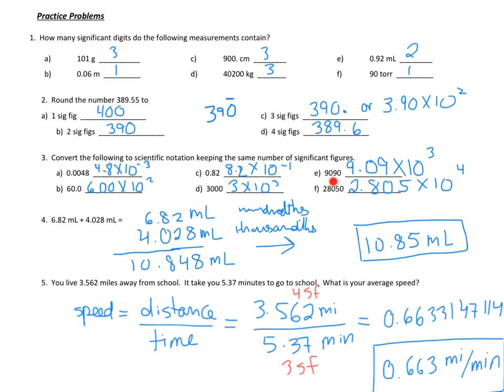This one only has 3 sig figs. That last 0 is not significant, so this should also have 3 sig figs. This has 4 sig figs. That last 0 is not significant, so then also this has 4 sig figs.